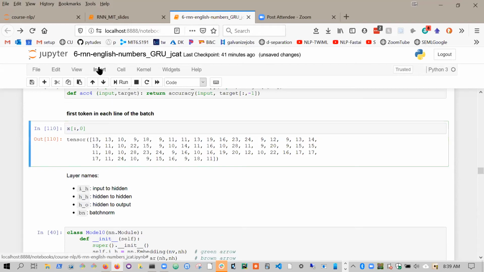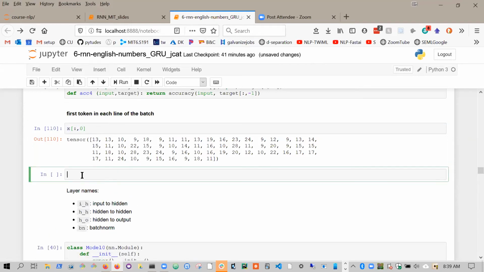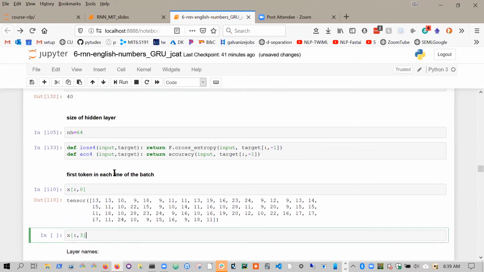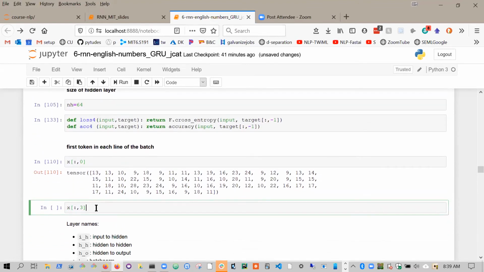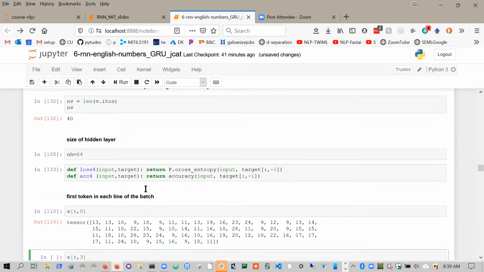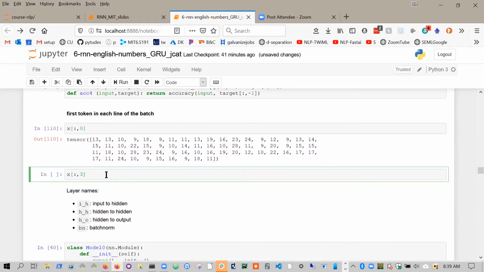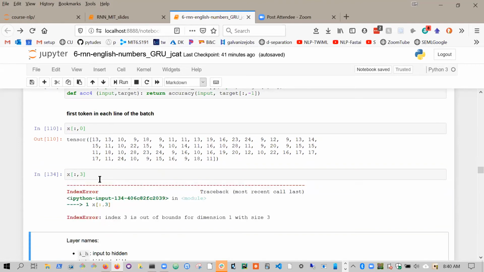If I were to ask for X of 3, what do you think I would get? Well, I get an error because there's no third element. Each line contains 3 tokens, and so there's no fourth token, so we get an error.